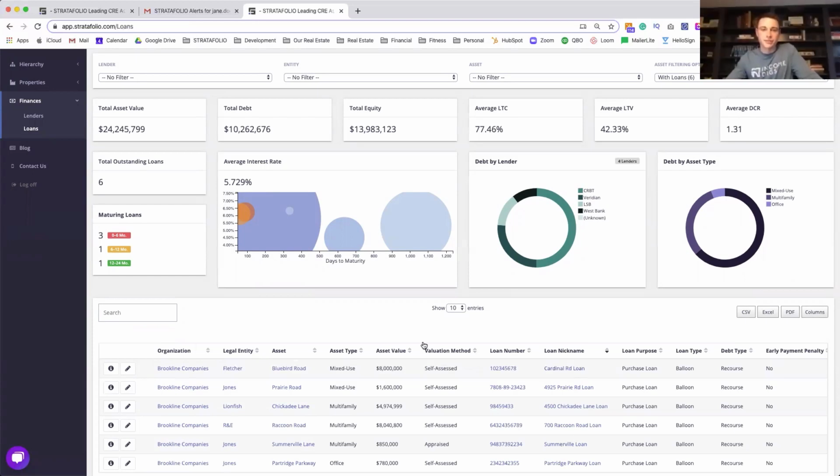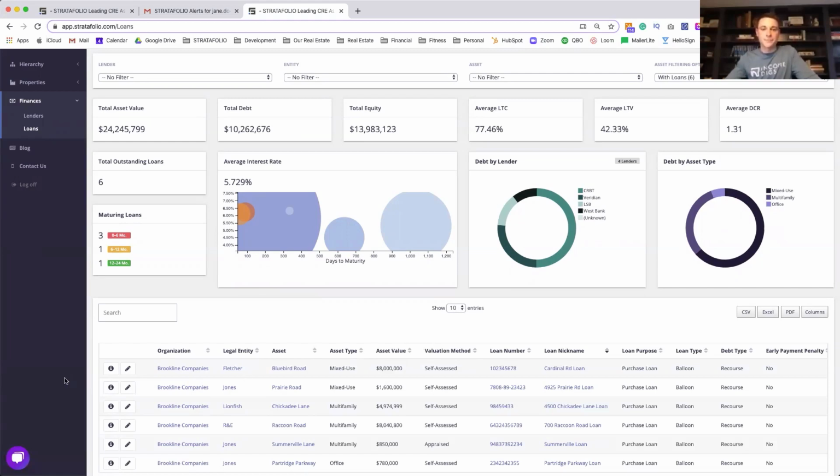Well, I love it. I love the loans portal. It's super exciting. It's probably an essential part of 99% of every real estate investor's operation, understanding debt and making decisions on that. And this makes it a whole lot easier. So that is great. Yeah.